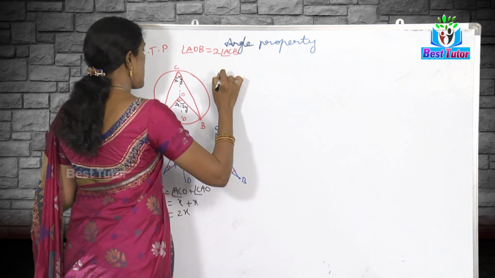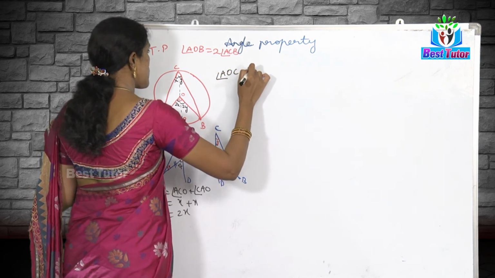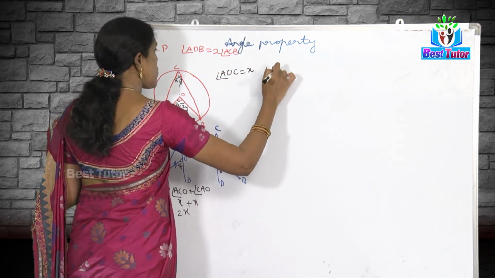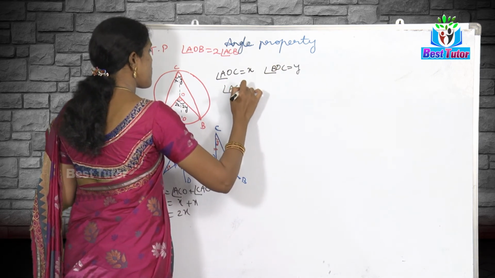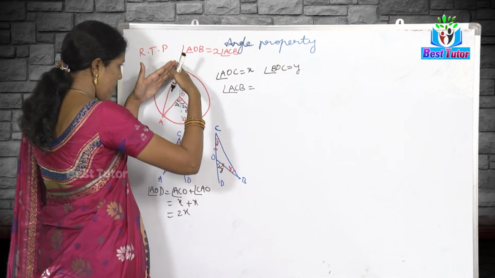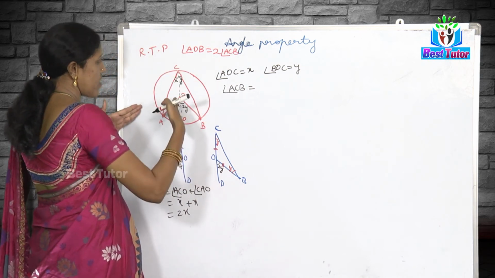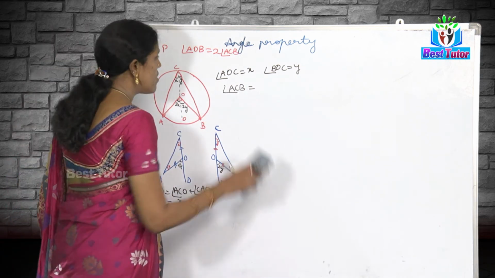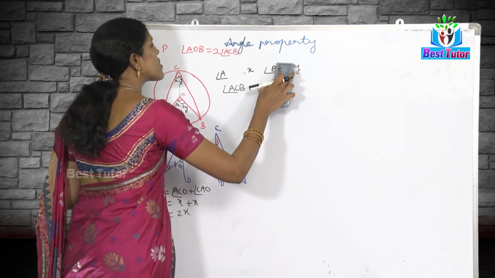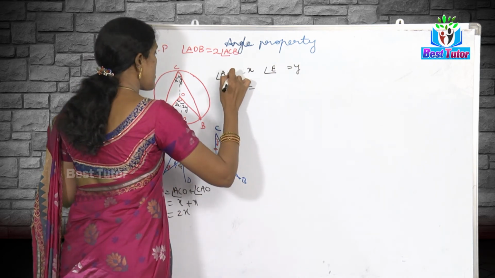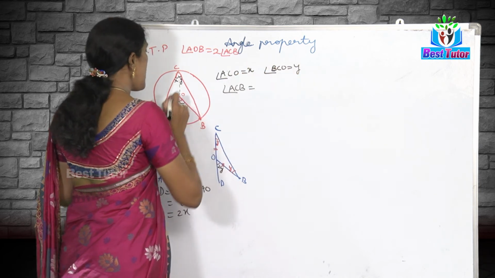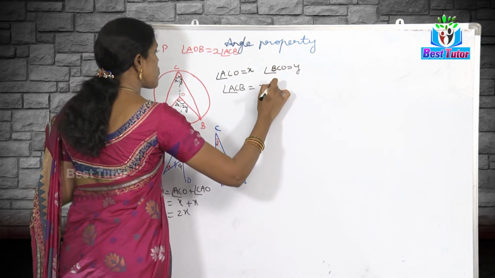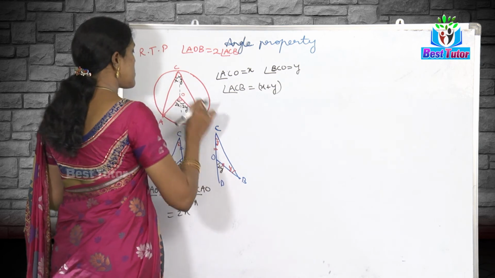Now angle AOC is equal to x, angle BOC is equal to y. Now angle ACB is, this is the angle which I require, ACO, I am so sorry, notation is very important. Angle ACO is equal to x and angle BCO is equal to y, so angle ACB is equal to x plus y. This angle is x plus y.